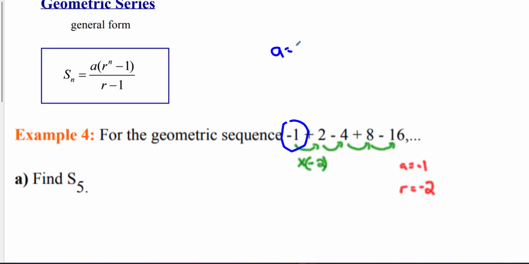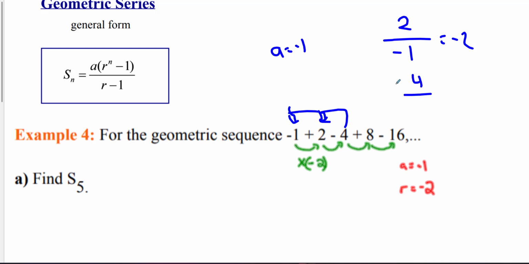So my a value is obviously -1. That's just easy. A value is -1. But what's my r value? Well, all you gotta do is take the second term and divide it by the first term. So 2 divided by -1, that's just -2. 4 divided by -4, sorry, divided by +2, that's just -2. 8 divided by -4, that's just -2. So you got -2 all the way through. That means my common ratio is common for the whole pattern. So my r value is -2.